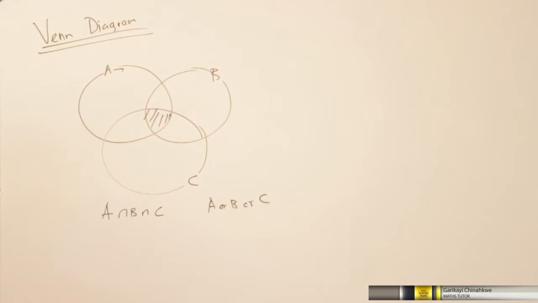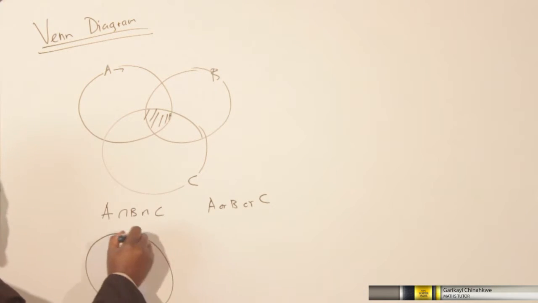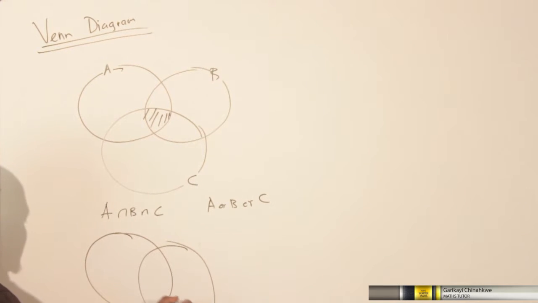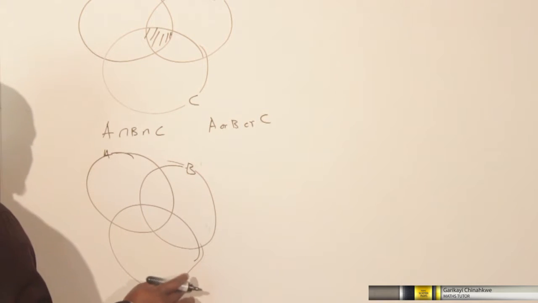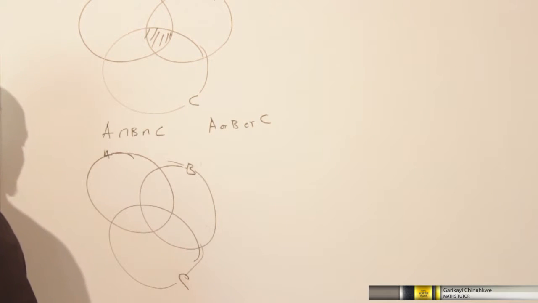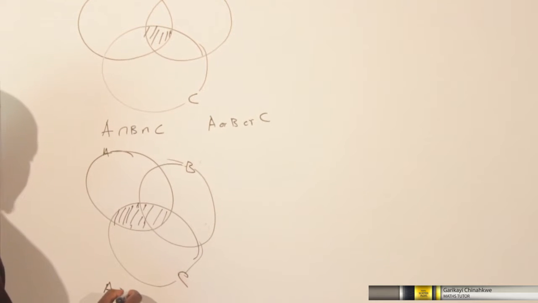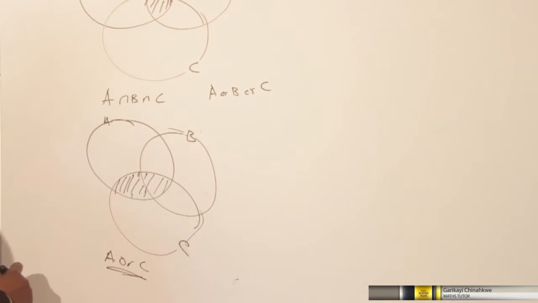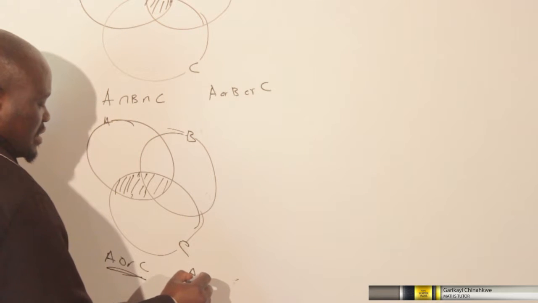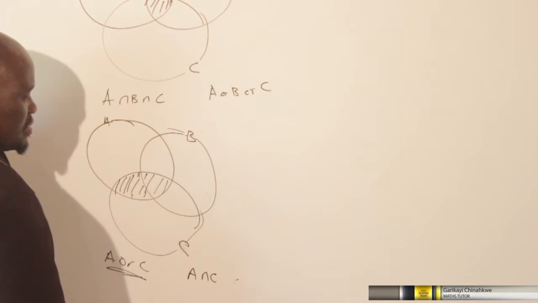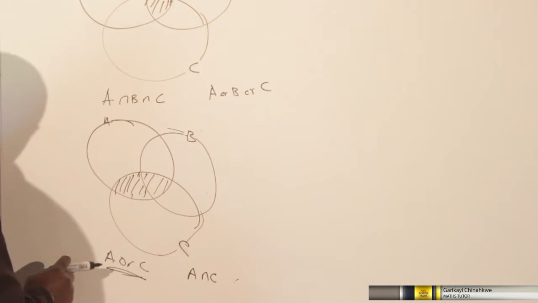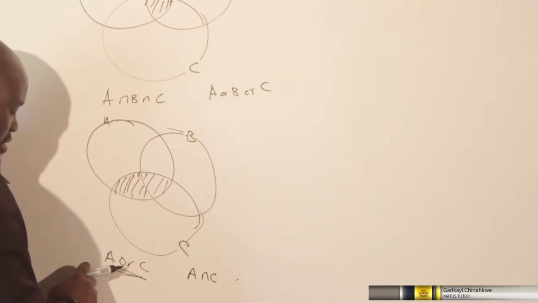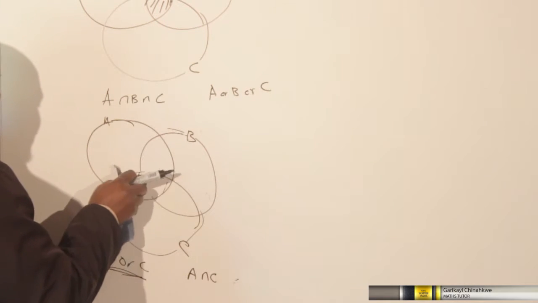Then if you got something like this, this is A, this is B, and this is C. This part is A and C. That's the part. It's A intersection C. Let me use the same diagram again. This is A and C.